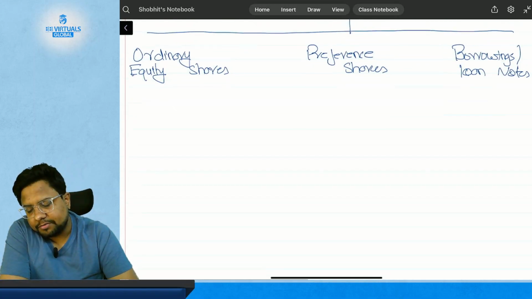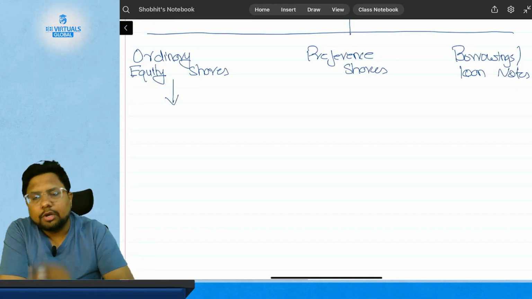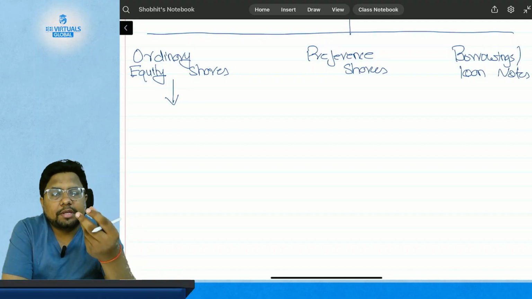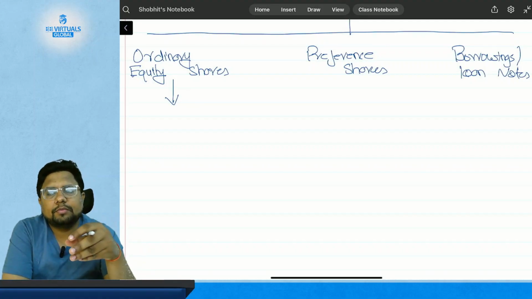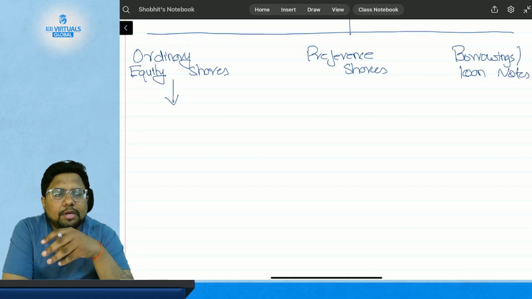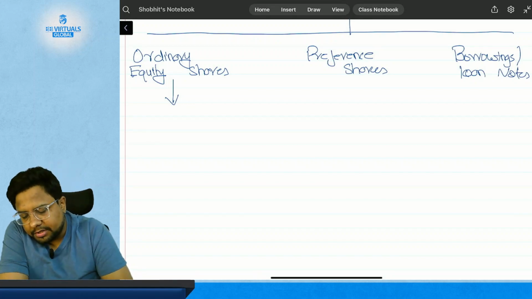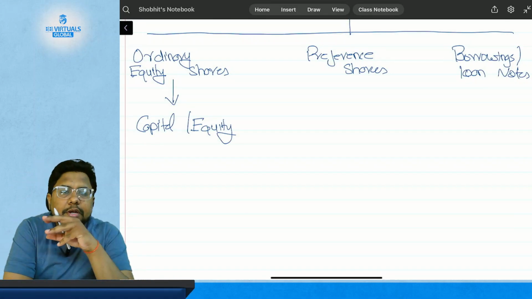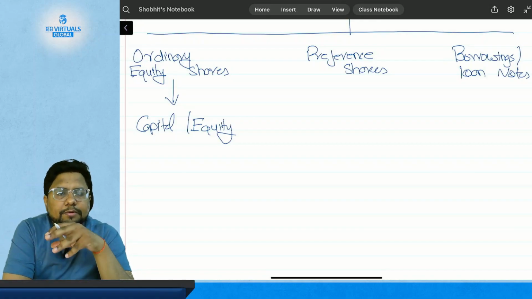Now when it comes to ordinary equity shares, there are no different types; there is only one type. These are the shares which are issued to the general public, who are the real owners of the company, based on the number of shares they have. Whoever has a number of shares will have that percentage of ownership of the company. These ordinary equity shares are treated as capital or equity for the purpose of accounting.